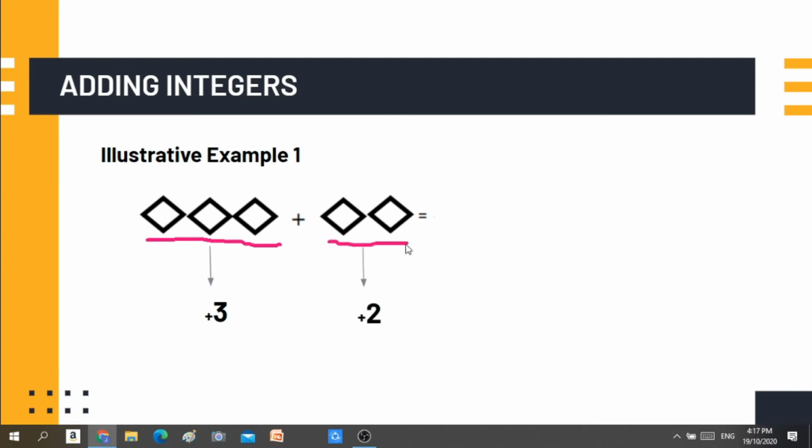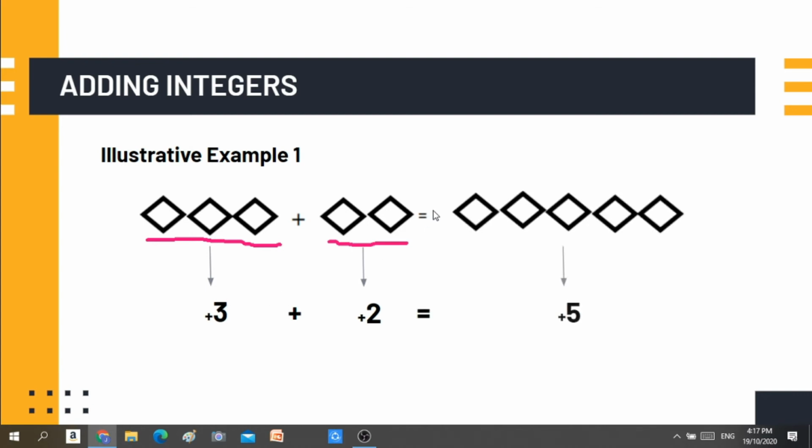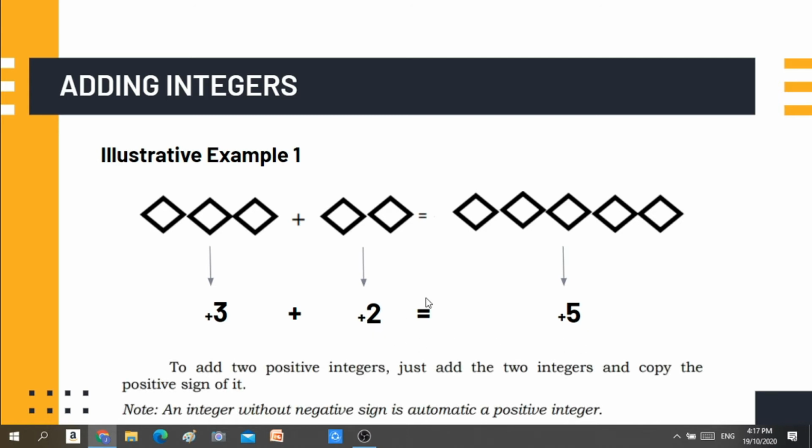If we add positive 3 to positive 2, what's the answer? Positive 5. Okay, very easy. This is very common. Positive 3, positive 2, if you add, that's positive 5. Therefore, if you add two positive integers, just add the two integers and then copy the positive sign of it. Okay? Ganun lang kadali. Yung common para sa atin. Parang 10 plus 10, that's 20. Positive 4 plus positive 5, that's positive 9.